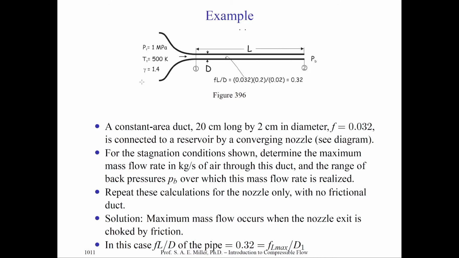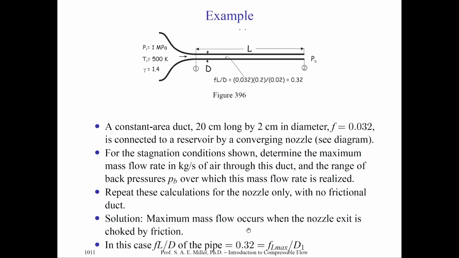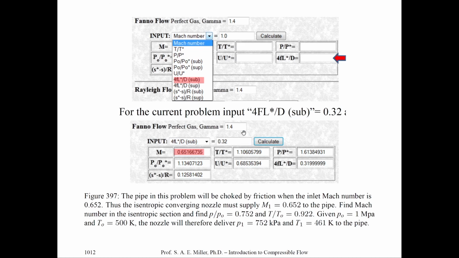The maximum flow rate, remember, occurs when the nozzle exit is choked by friction, which is at state 2 for the case with the pipe, or at state 1 with no pipe. So with the pipe, we might say fL over D of the pipe will be 0.32 because fL over D is going to be set to fL max over D because it's choked at 2. Let's use the calculator for this problem. You can also use the tables or equations. Indeed, we'll select fL star over D for subsonic flow and put in 0.32, which we just found, and hit calculate for gamma 1.4.